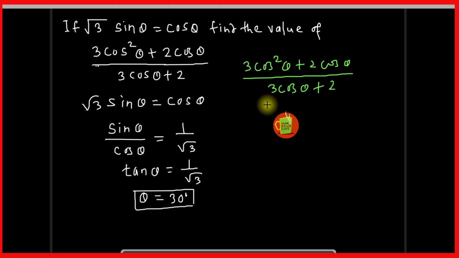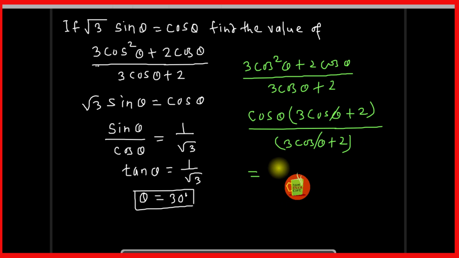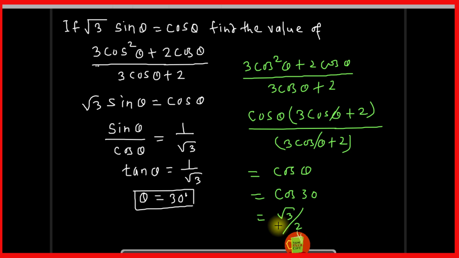Here we see that cos theta is a common factor, so take that common factor out. Inside the bracket it will be 3 cos theta plus 2 upon 3 cos theta plus 2, and this 3 cos theta plus 2 and that 3 cos theta plus 2 will get cancelled, which leaves cos theta. But theta is 30 degrees, and cos 30 is equal to root 3 by 2. So the required value is root 3 by 2.